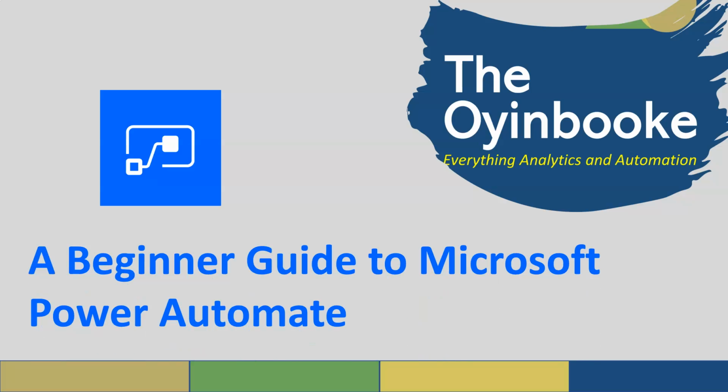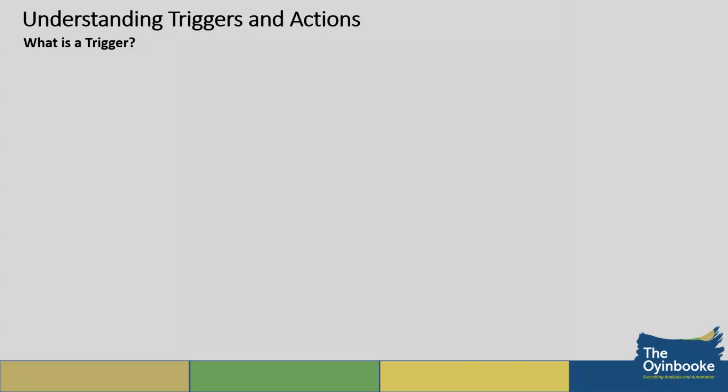And in this video, I will do a beginner guide to Microsoft Power Automate. Power Automate is one of the tools within the Microsoft Power Platform ecosystem. Power Platform is made up of Power BI, Power Apps, Power Automate, and Power Virtual Agent. Power Automate was formerly known as Flows, and it is that tool that focuses on process automation. So let us do a deep dive and see how you can get familiar with the environment and the tools.